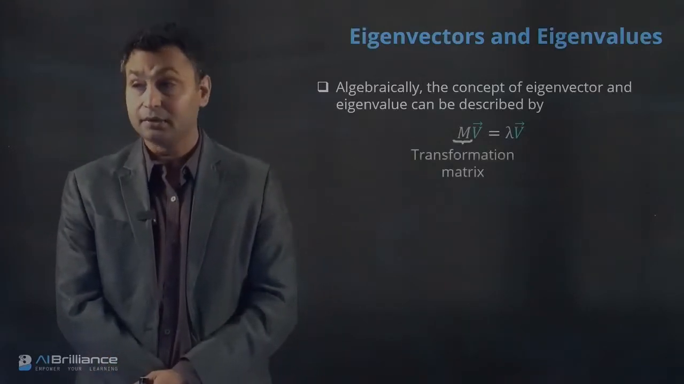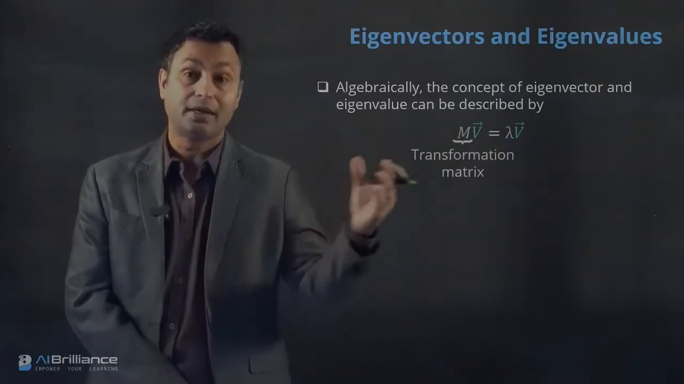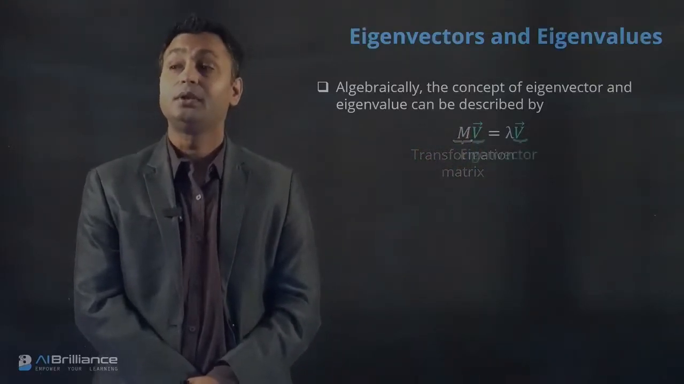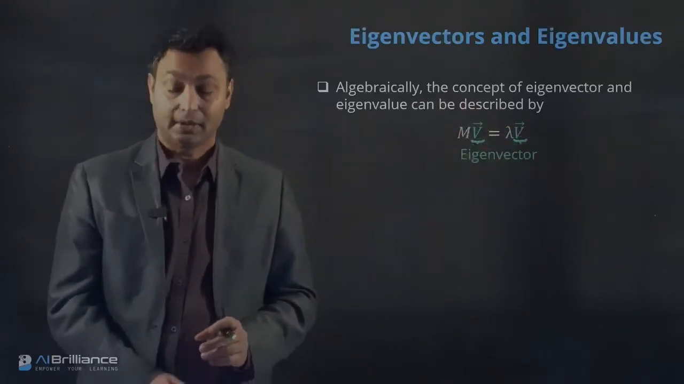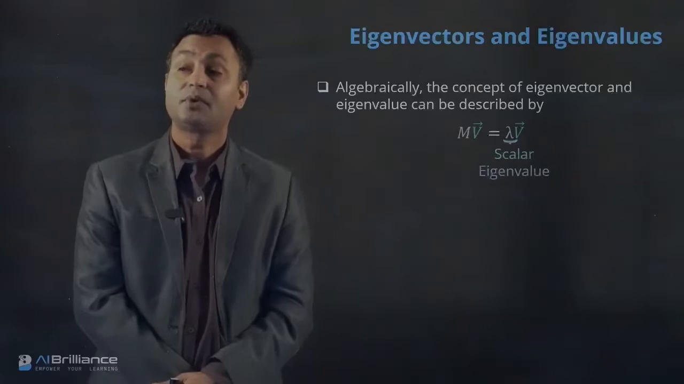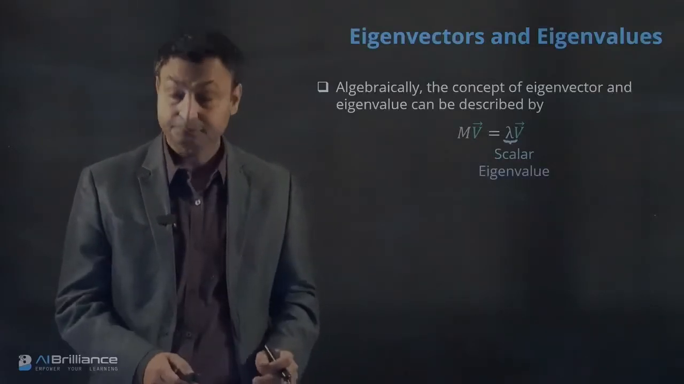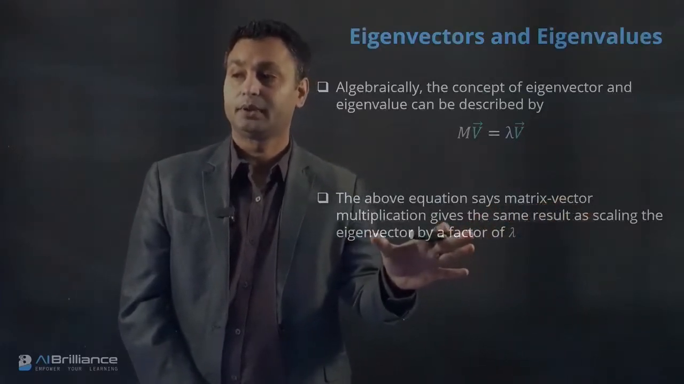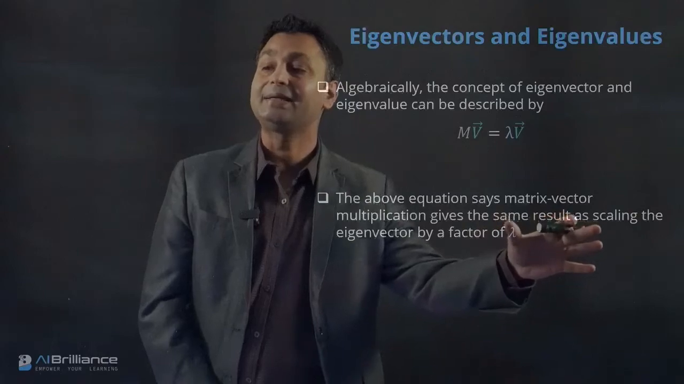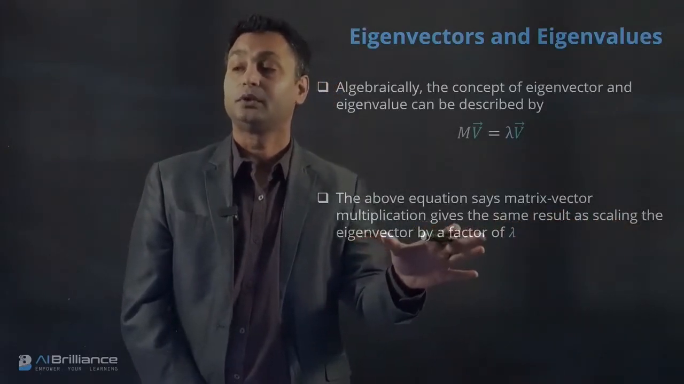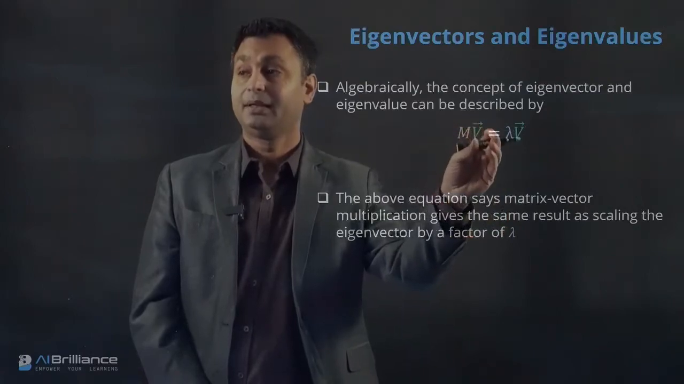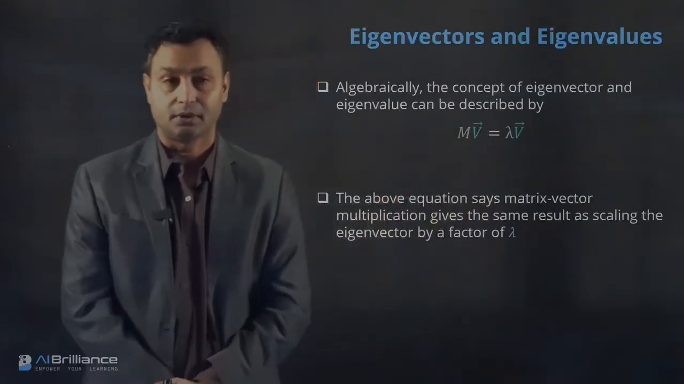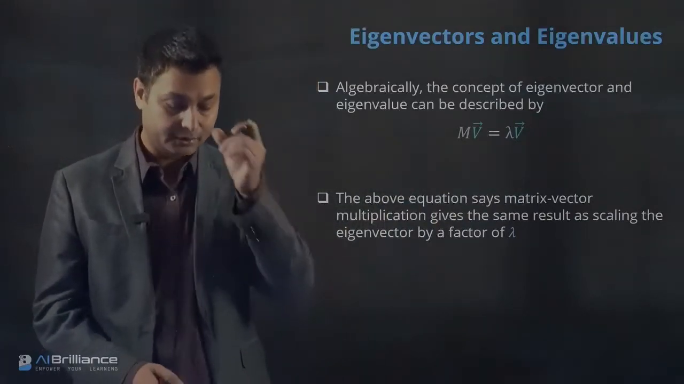Okay. So, in this equation, we have M denoting the transformation matrix, v denoting the eigenvector, and lambda denoting the scalar eigenvalue. What this equation says is that the matrix-vector multiplication gives the same result as scaling the eigenvector by a factor of lambda. If I multiply the vector by M, this results in a scaled version of the vector by the magnitude of the scalar lambda. That is what this equation says.